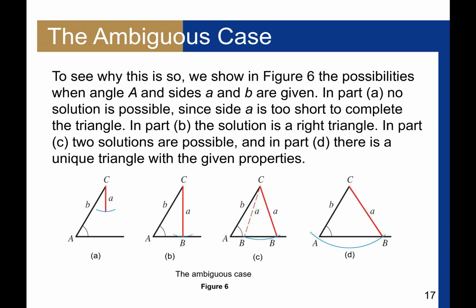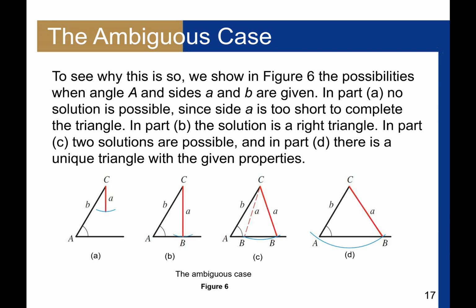They're keeping angle A the same in all four figures. They're keeping the length of side B the same in all four figures. All they're doing is messing around with the length of side A. So if side A is really short compared to B, again, based on the measure of angle A, we could get no solution at all. If the length of side A turns out to be the perfect length, we can get a right triangle and we get one solution.